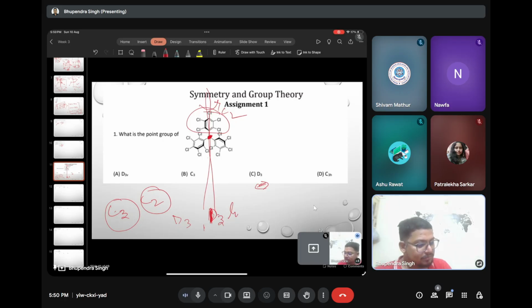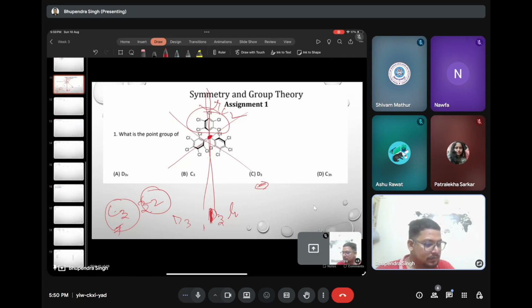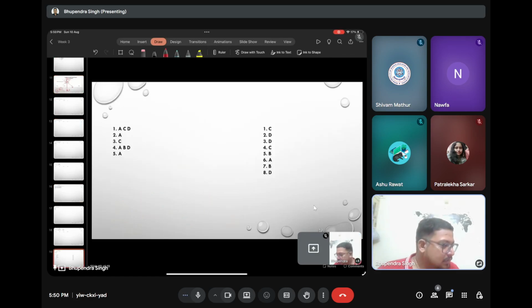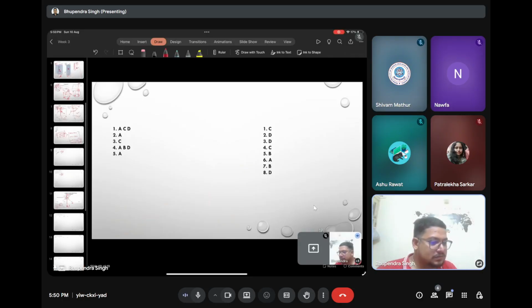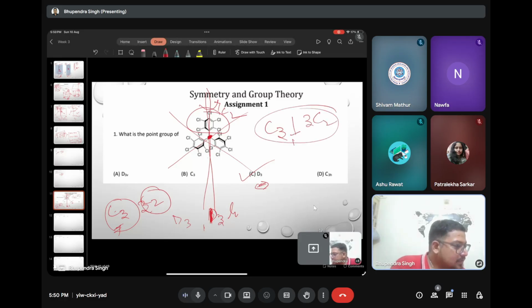C3 you know, but how many C2? 3, yes. One here, one here, one here. So the answer is 3 C2s, because the principal axis is C3 and they are perpendicular. So you will get the point group D3.